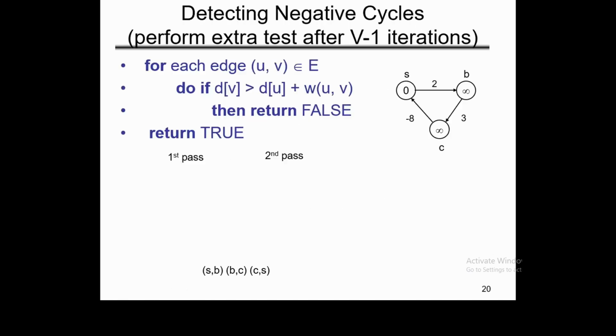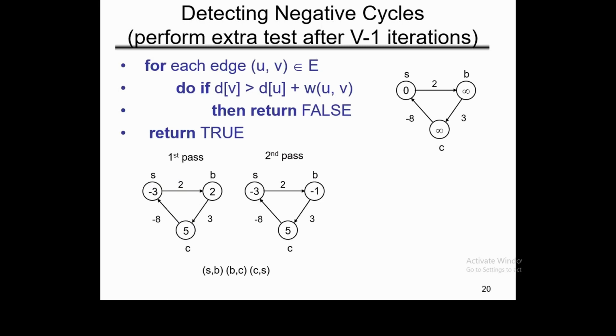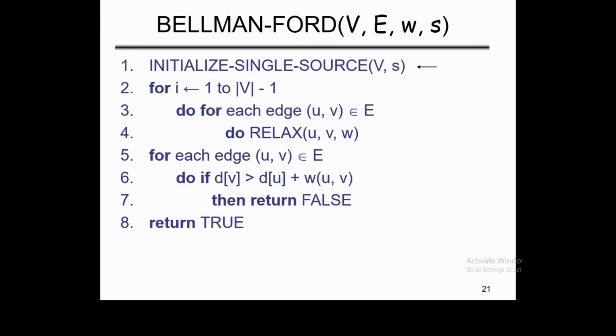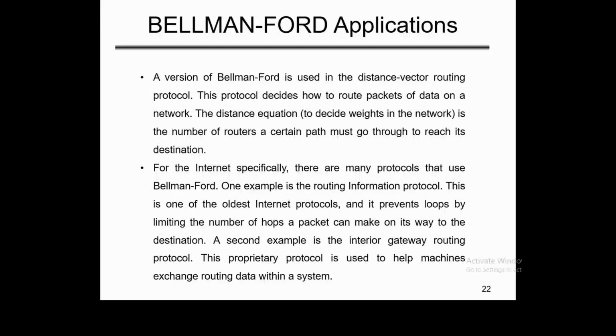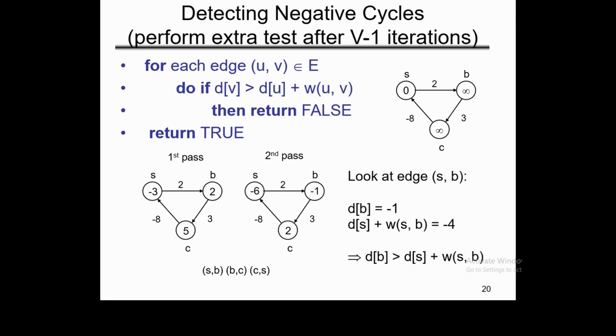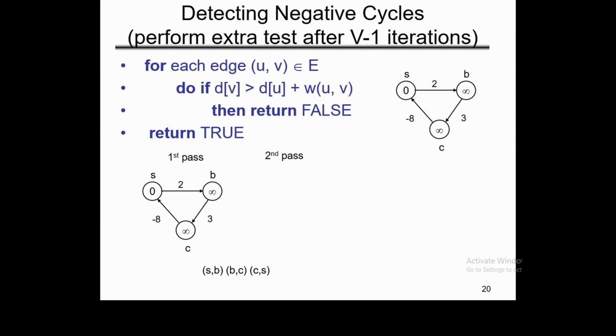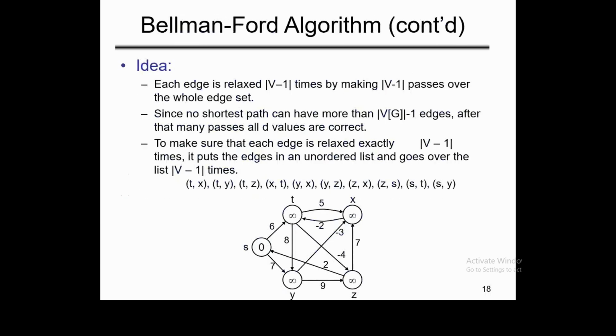So let's understand this by one example so that it will be easy for you. We are having this example here. So each edge is relaxed mod of v minus 1 time by making mod of v minus 1 passes over the whole edge set. Since no shortest path can have more than mod of v minus 1 edges, after that many passes, all d values are correct.